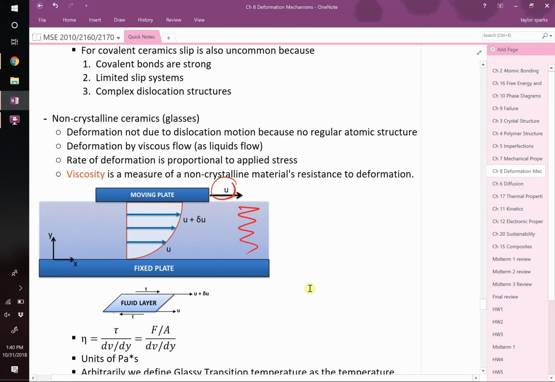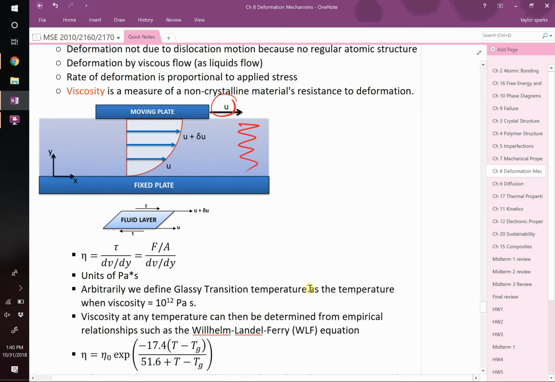Okay? The actual equation looks like this. So eta, that's our viscosity. Eta, that's the Greek letter eta, is equal to tau, that's the shear stress that you're applying, divided by the gradient in your velocity in that vertical direction. Okay? So F over A divided by dV/dy in that denominator.